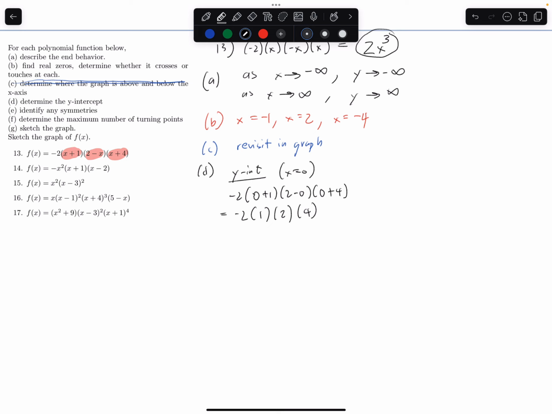It's 2 times 2 times 4, which is 4 times 4, which is 16. And it's negative because there's a negative in the front. So negative 16, that makes my y-intercept (0, -16). Okay, then on to letter E, identify any symmetries.